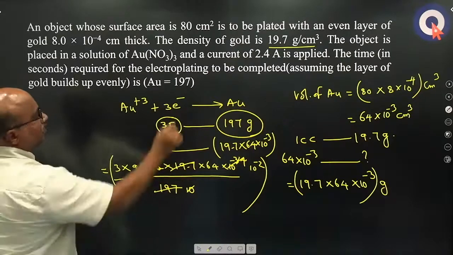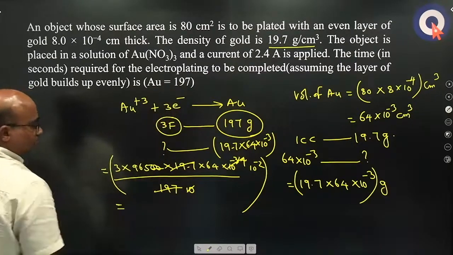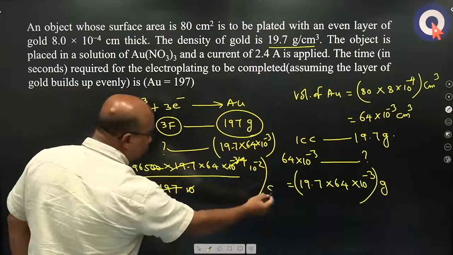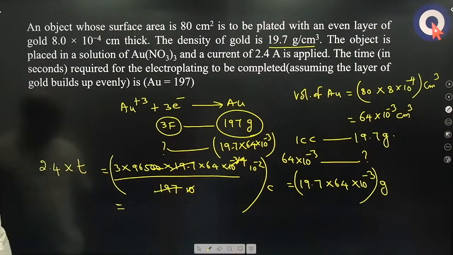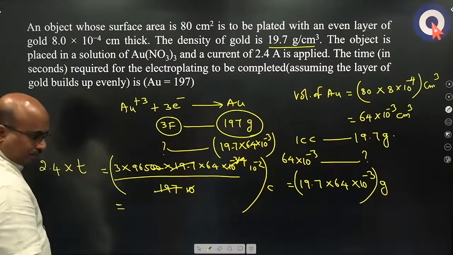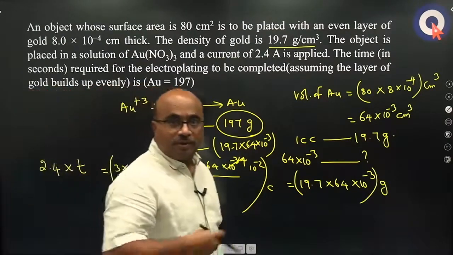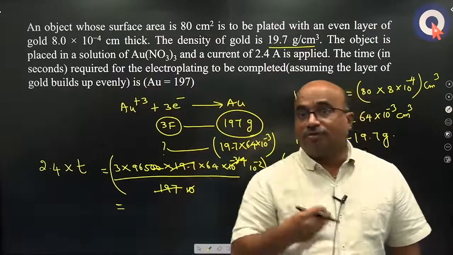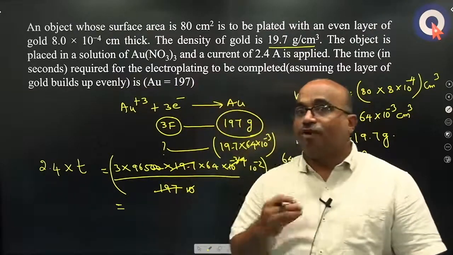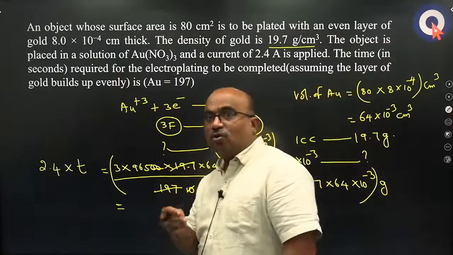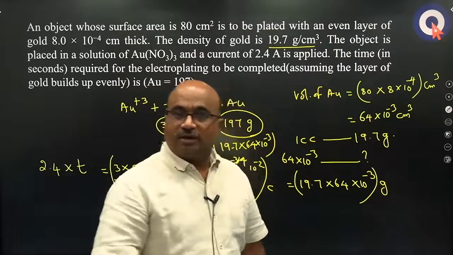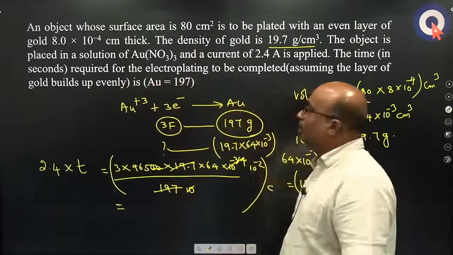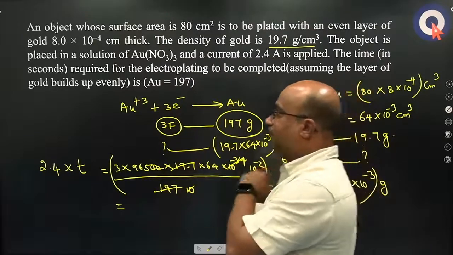Now what is the current we passed? Charge in coulombs is nothing but current in amperes into time in seconds. So your 2.4 comes here. So this is the total amount of time for which we have to pass the current of 2.4 amperes into that cell to coat the gold on the metal surface uniformly. Clear? So this is what we do. Done?